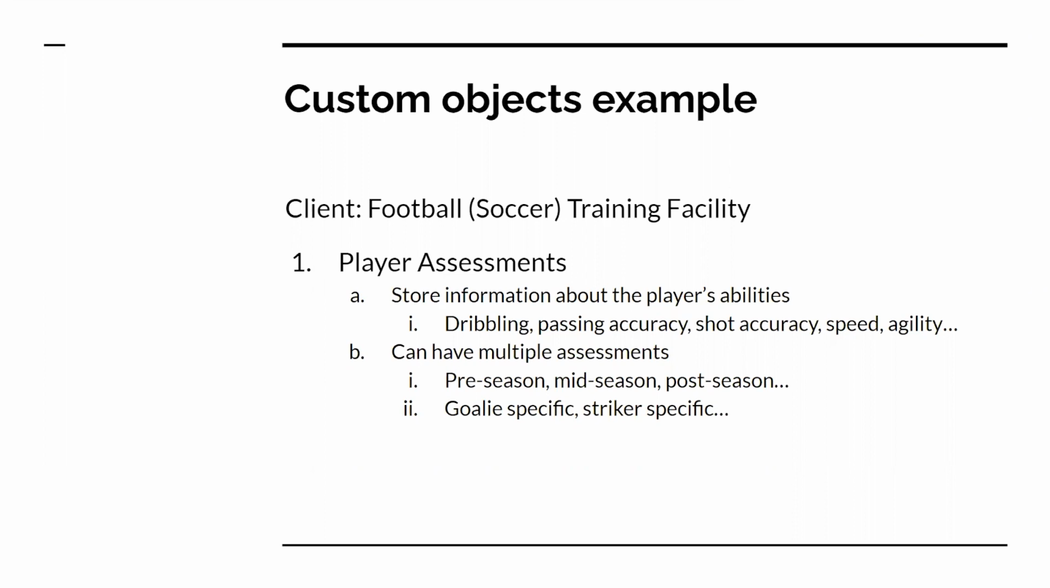So for this, this is an example where you could make a new object. I've called it player assessments, and we'd store information about the player's abilities here: their dribbling, passing accuracy, shot accuracy, agility, speed. Over time, they could have multiple different assessments, so you might do pre-season, mid-season, post-season, and you could also have different types of assessments. You'd have a different assessment for the goalie than you would for the striker or the midfielder. And all of these would be looking up, related to a player or a contact, at that person level.